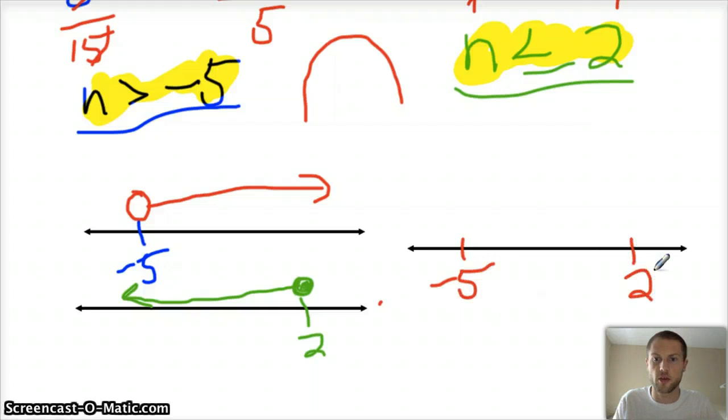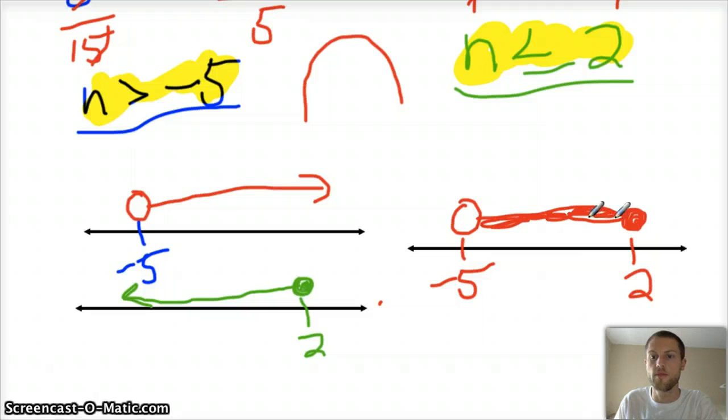There's my -5, there's my 2. Remember, you want to look at where both of your lines are overlapping when you're describing your AND inequalities. Everything to the left of -5 only has one line, that's this one, and everything to the right of 2 has one line, that's this one. But between 2 and -5, I'm going to have 2 lines there. So my final solution is going to be a filled-in circle for 2, then an open circle for -5, and then everything in between is my solution set.